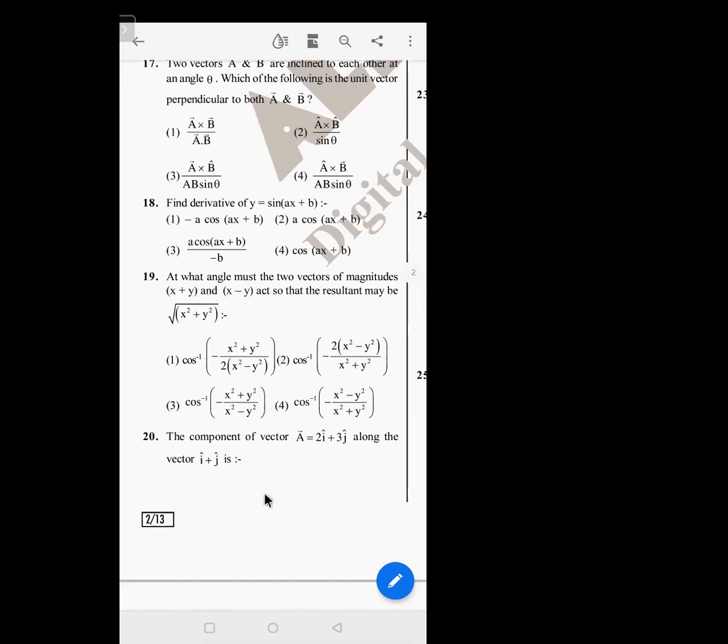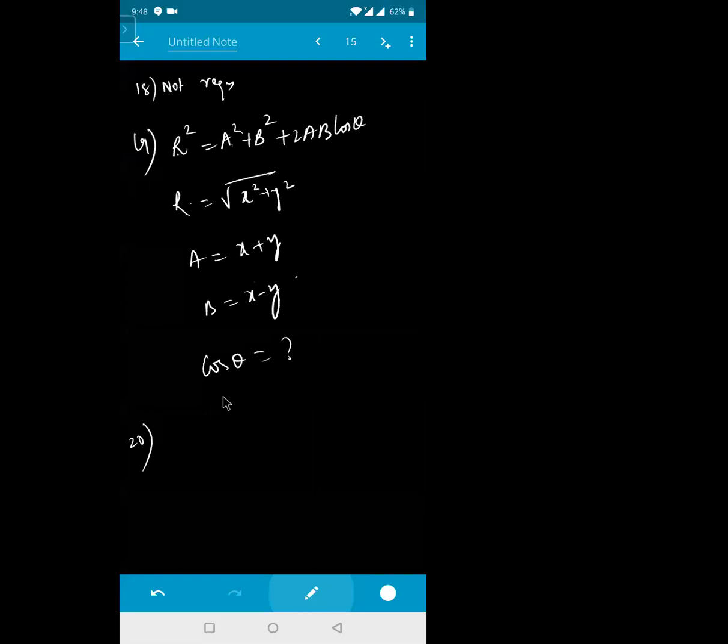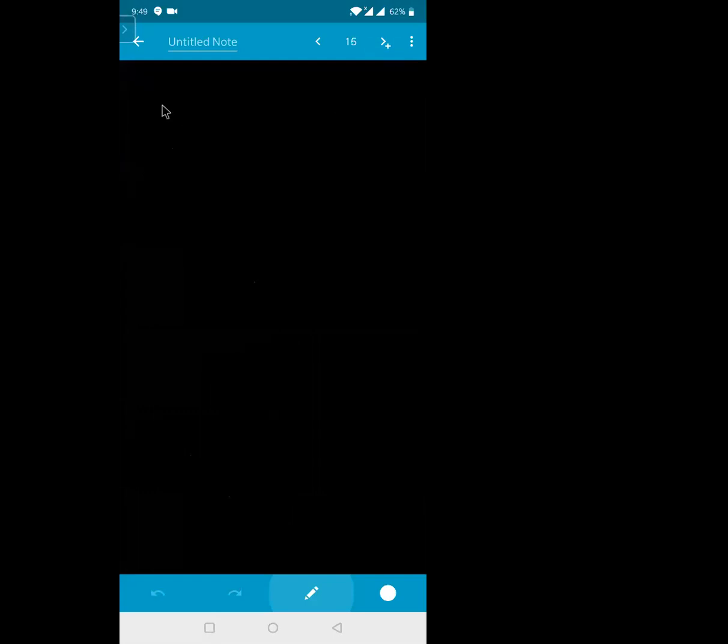These are two vectors, beta. So in question number 20, take A bar equal to 2i cap plus 3j cap, and take B bar equal to i cap plus j cap. So we need the component of A bar on B bar. How do you write that one, beta? I hope you already know it. It is A bar dot B bar divided by the mod of i cap plus j cap, that means mod of B. I'll write it, otherwise you will get confused.